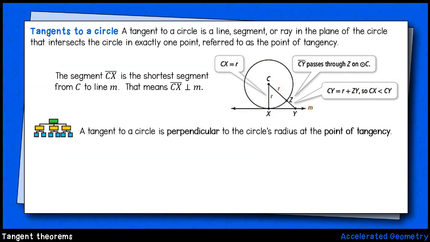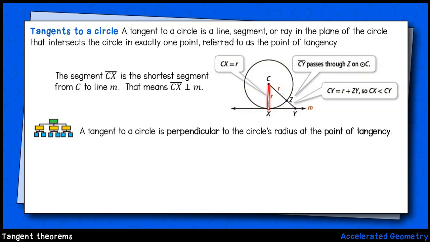We know that a tangent to a circle is any line, segment, or ray that intersects a circle in exactly one point. That point of intersection is referred to as the point of tangency. So in this figure, we have a tangent, line M, whose point of tangency is x. We also have a radius shown.